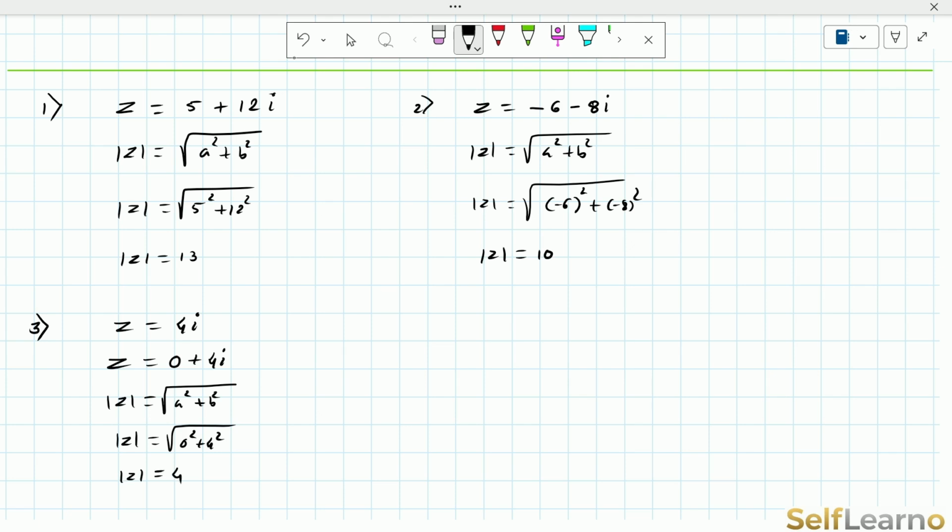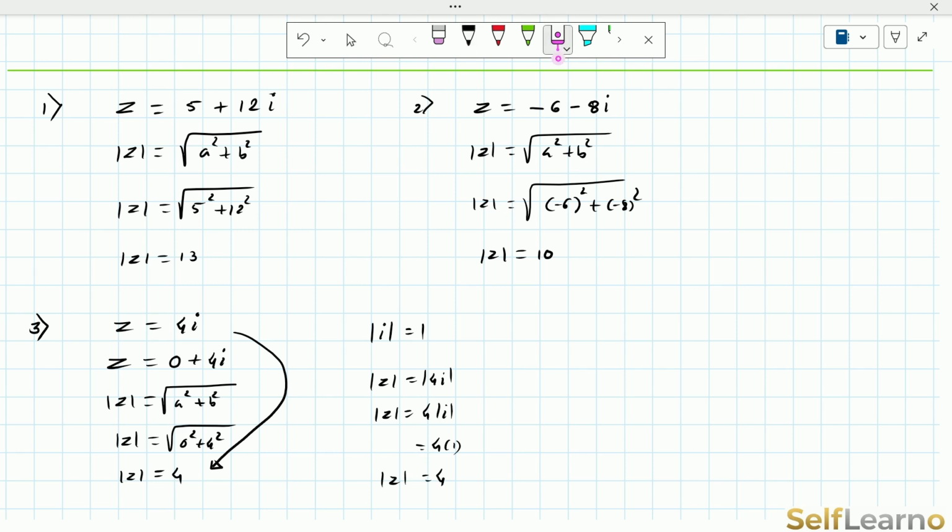But why will you waste your time like this? You should remember this, that the modulus of 4i is 4, because the modulus of i is 1. So if I apply this, modulus of z is equal to modulus of 4i, like this, modulus of 4 is 4, modulus of i is 1. So you get the answer 4.